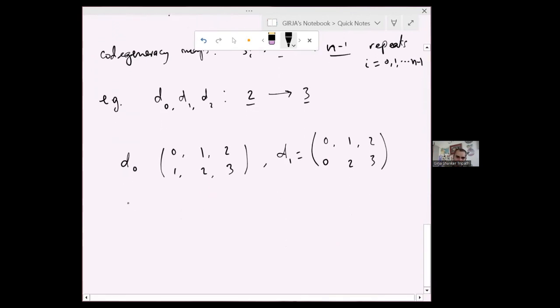And s0, for example. So s0, s1, s2, from 3 to 2. So here we have 0, 1, 2, one more, and this 0 will repeat. So 0 goes to 0, and then this will go to 0 as well, and you adjust that way.